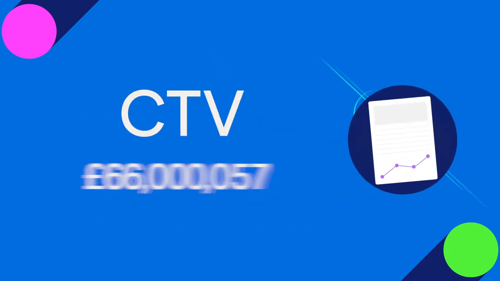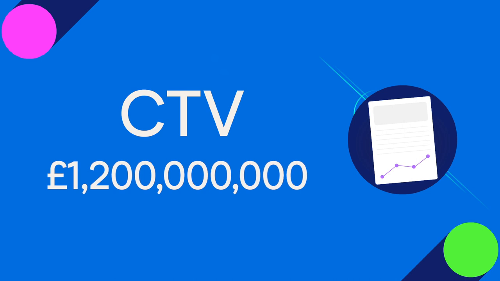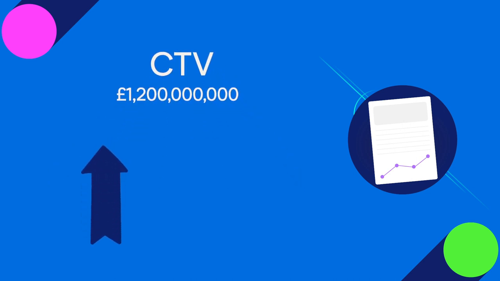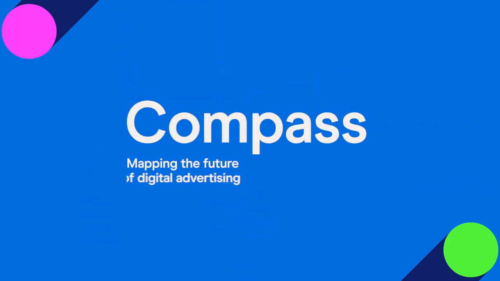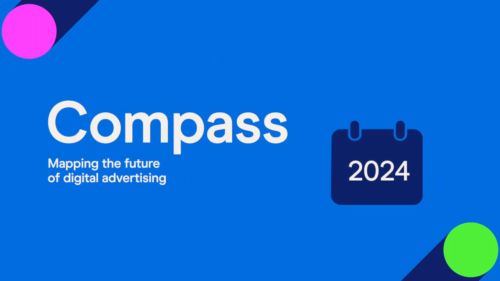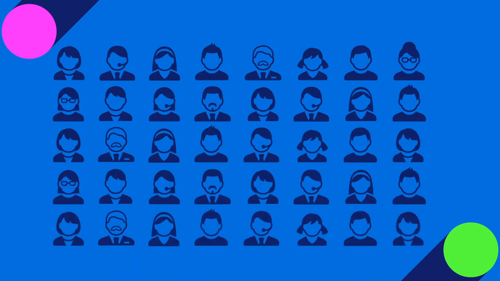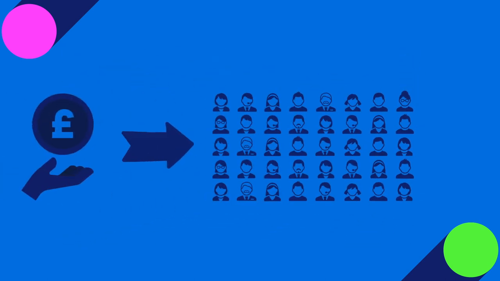It's currently estimated that CTV is worth £1.2 billion, and while adoption by large advertisers is high, low minimum spends also makes it accessible for smaller brands. IAB Compass anticipates that connected TV spend will likely double by 2026, reaching at least £2.3 billion. This would reflect an ongoing shift to streaming among viewers, with ad budgets following eyeballs.